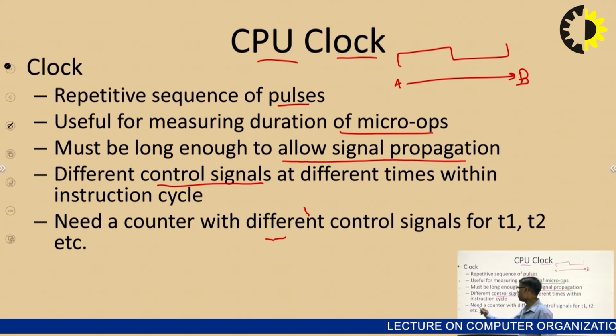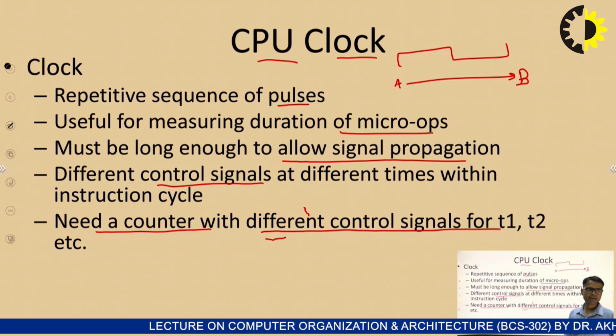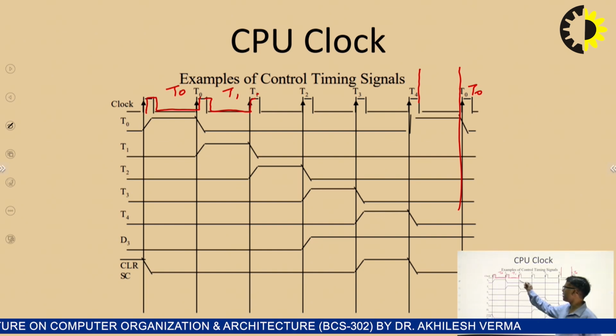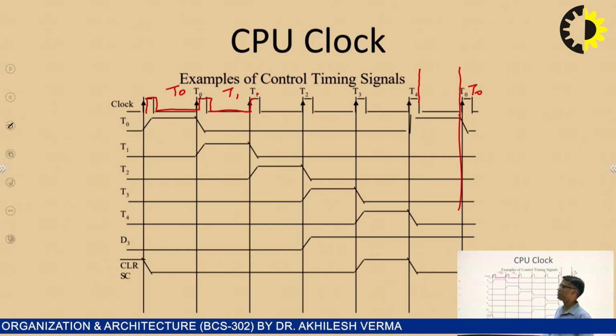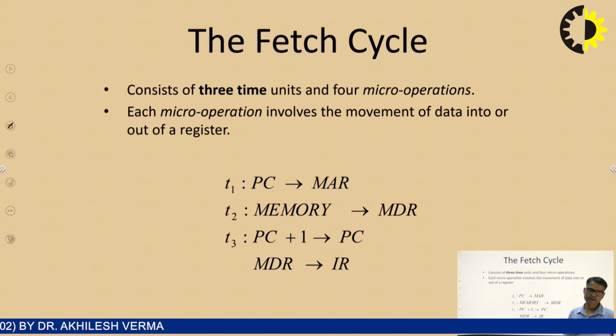So we will use a counter circuit that will generate different control signals for T1, T2, etc. In this control, with the CPU clock, at time T1 we will be generating one micro control signal, and at T2 we will be generating another control signal. Fine.